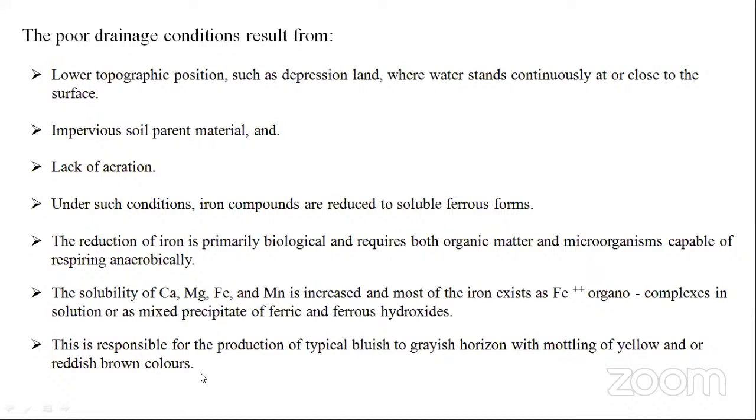Because it's a lowland area, whenever heavy rain comes, complete submergence will be there. The respiration was very less. So what will happen? You can see this type of bluish and grayish horizons. Okay students, these are the conditions if the drainage is not properly maintained.